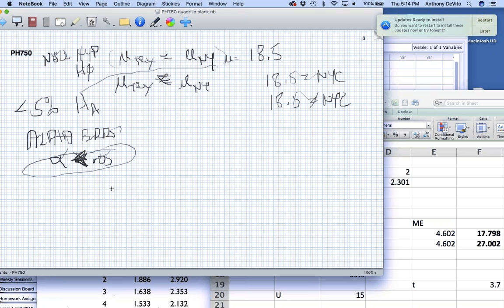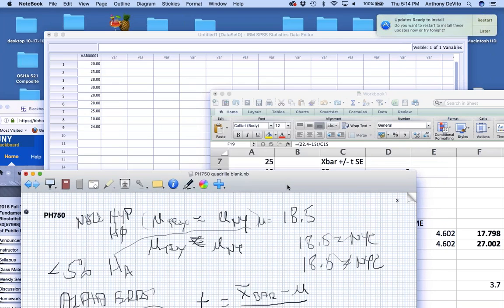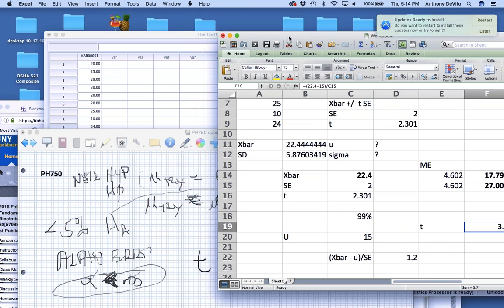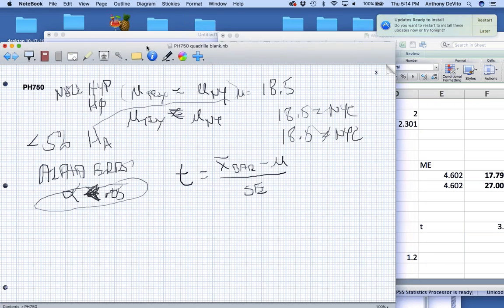Okay, so now, in order to do this, I have to figure out how many standard errors apart the difference is between these two. So I'm going to say my t-score is going to be equal to the sample, x bar, minus the mean that's known over the standard error. Okay. Now we calculated our mean and standard error before, right? Our mean was 22.4 and our standard error was 2. It's really 1.95, I think. I'm going to use 1.95 this time.